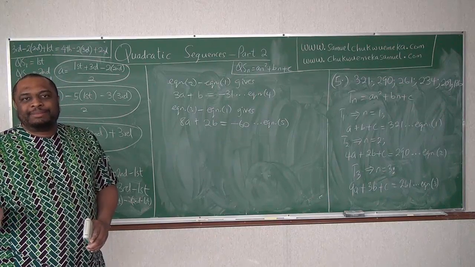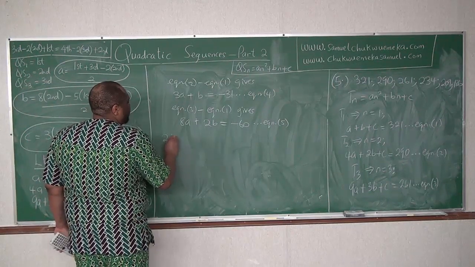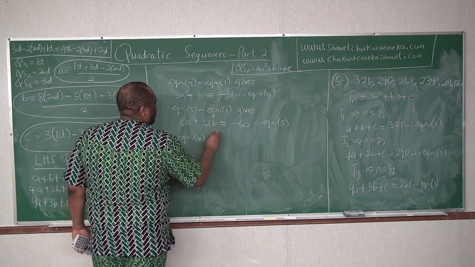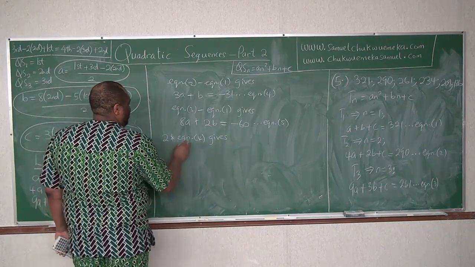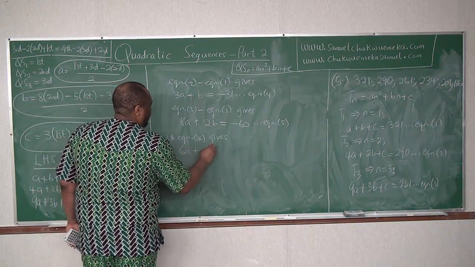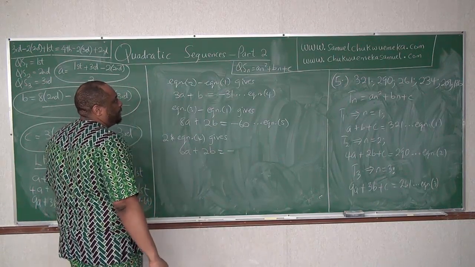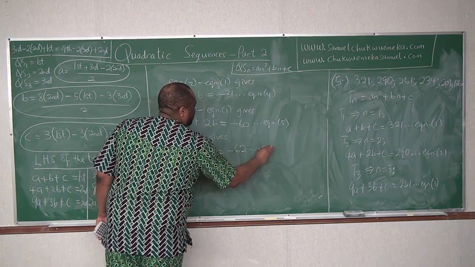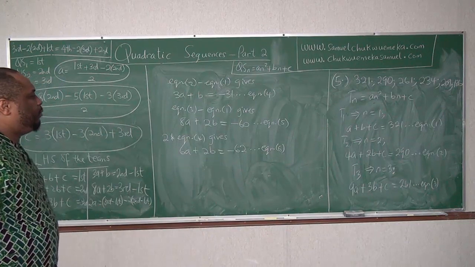Now let's do 2 times equation 4. 2 times equation 4 gives 2 times 3, 6a plus 2b equal to negative 62. Call it equation 6.